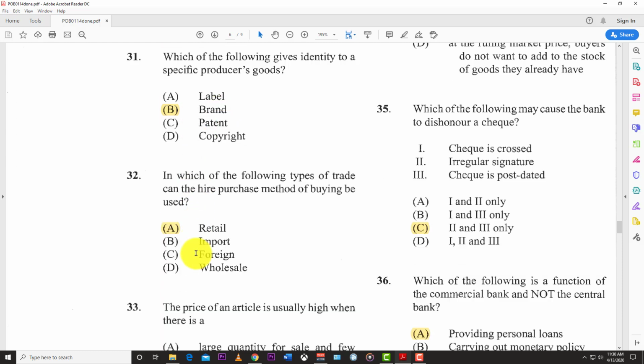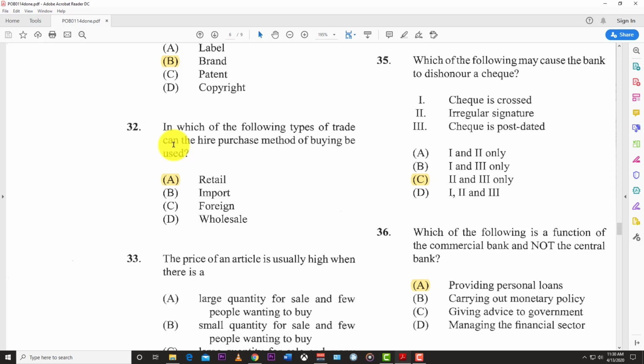Number 32, in which of the following types of trade can the hire purchase method of buying be used? Now let's see. Hire purchase. The best answer here is A, retail. You go to Courts, you get your stuff on hire purchase, retail. Wholesale, not exactly. Foreign, of course not. You have different laws. Imports, I can't say that happening. How do you pay your monthly on imported stuff, you know? So retail is the best answer here, retail store.